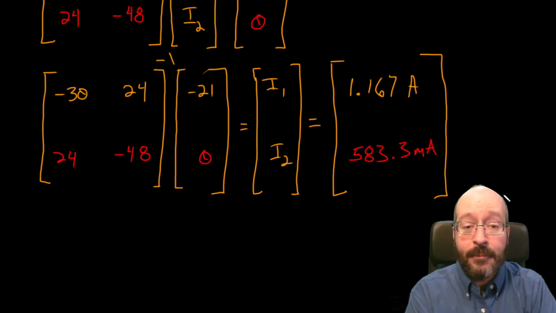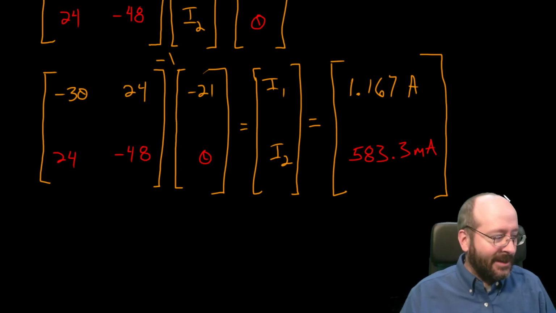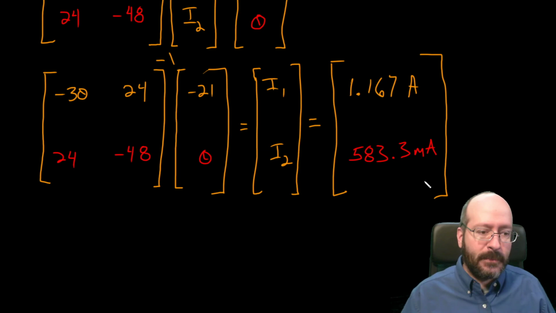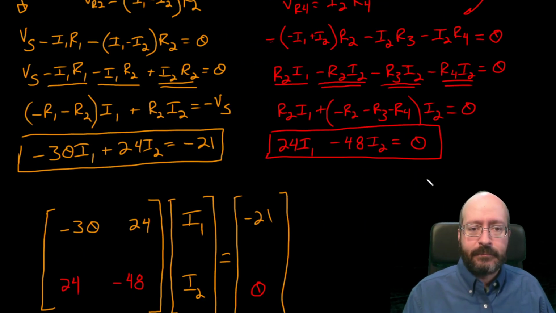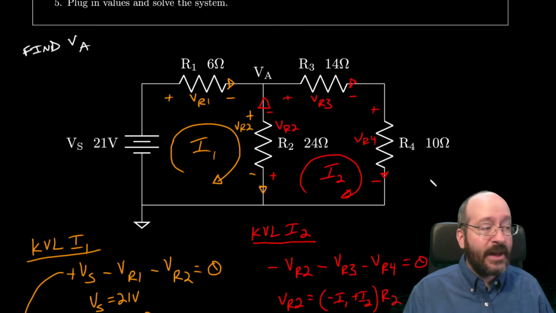Okay, so now we have our mesh currents. This video is getting long. Sorry. They're going to get longer. We have our mesh currents. What are we doing with them? We got to find VA.